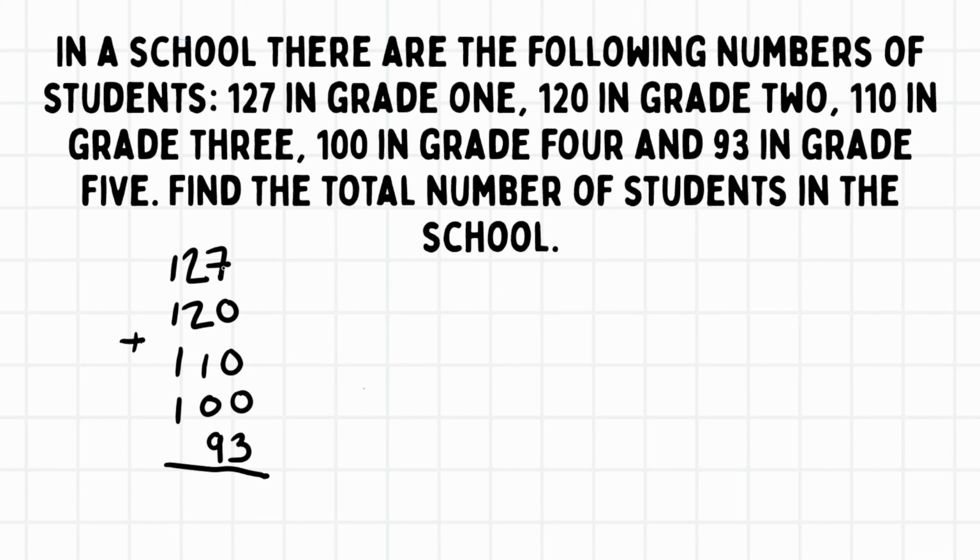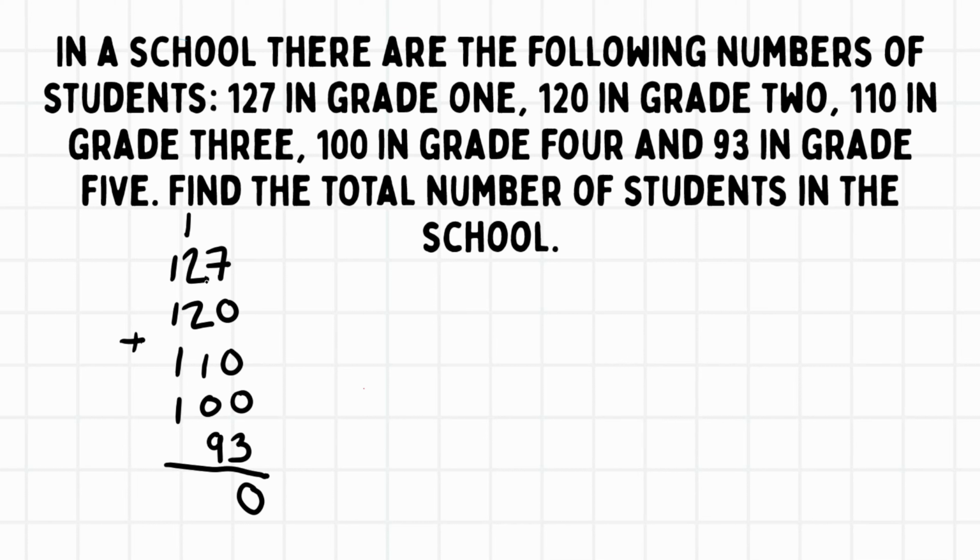So you'll see that I paid special attention to lining up my numbers according to their place values. So now that everything is aligned in the right column, we can start adding. So 7 plus 0 plus 0 plus 0 plus 3 is 10. So I'll put the 0 down here and the 1 up here.